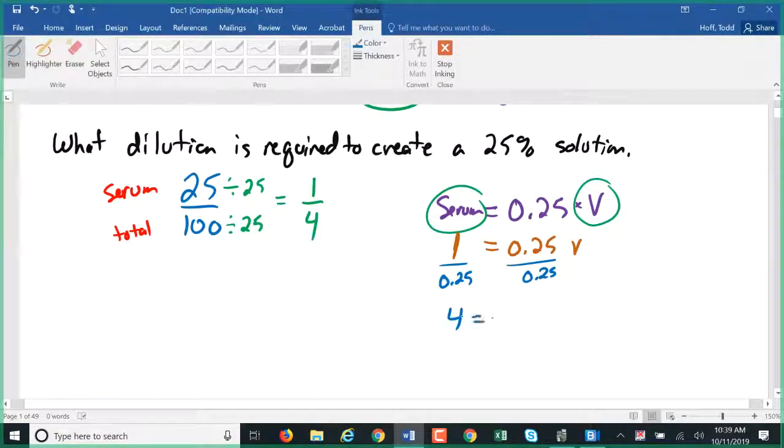So 1 divided by 0.25 is 4. So the total volume is 4, the serum is 1. That is a 1 in 4 dilution. Much easier just to reduce the percentage as a fraction. That dilution.